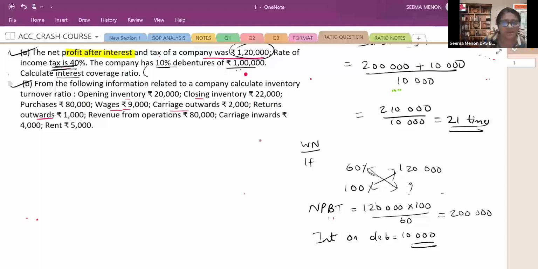Then it is given that revenue from operation. After that, carriage inward also given. So rent is rupees 5,000. Let's see that. What is the formula for inventory turnover ratio?